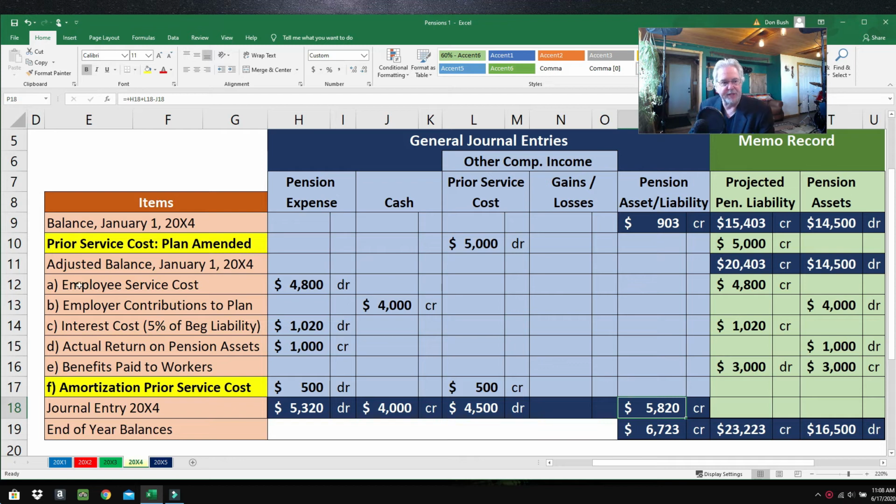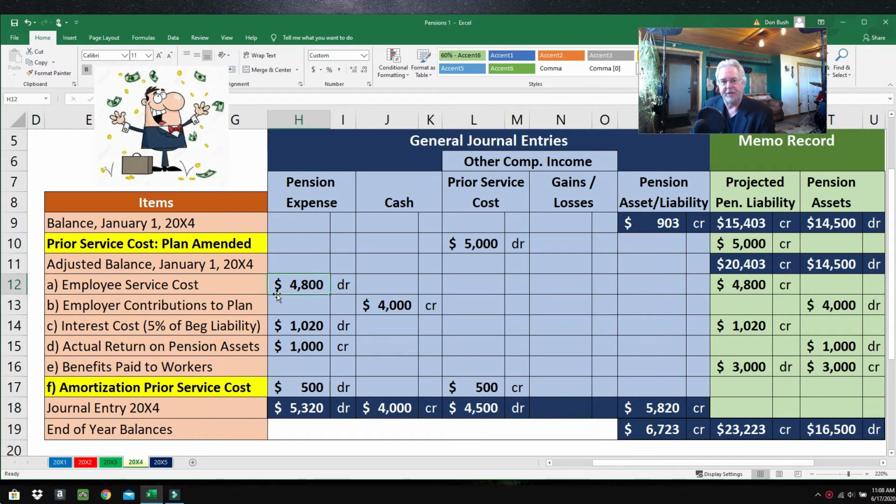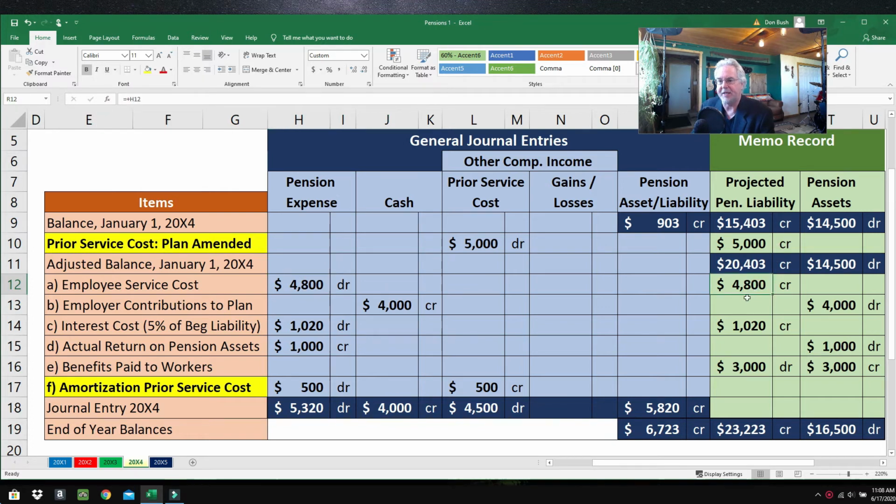So letter A here, the employee service cost, $4,800 debit. This means that our employees have worked, they've earned money during the year, they've earned pension benefits, and they are determined to be $4,800 debit, and so we put it under here, projected pension liability, $4,800 credit. And again, everything in green here is a representation of the third party pension trustee.